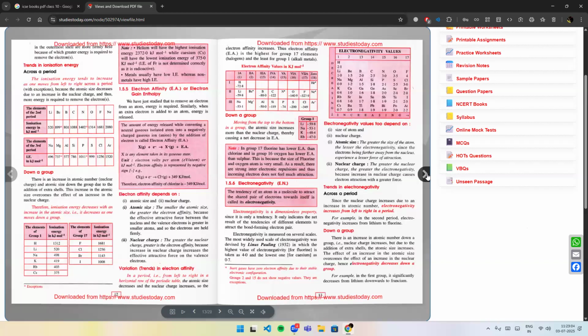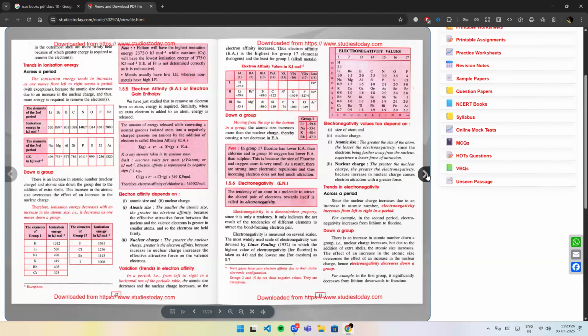Note, in group 17, fluorine has lower electron affinity than chlorine, and in group 16, oxygen has lower electron affinity than sulfur. This is because the size of the fluorine and the oxygen atom is very small. As a result, there are strong inter-electronic repulsions, and thus the incoming electron does not feel much attraction.